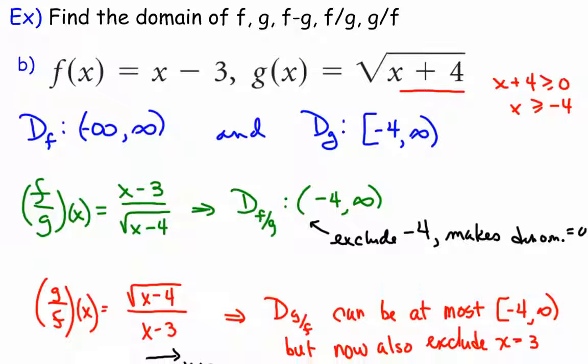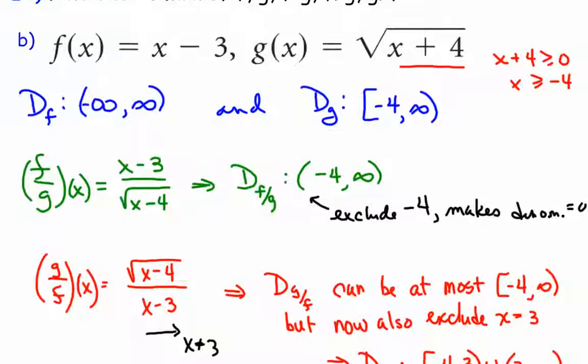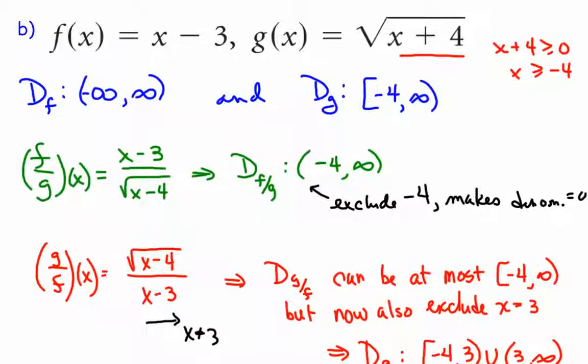What if we have f of x is just a straightforward x minus 3, but g of x is the square root of x plus 4. Okay, well, the domain for f, no big deal, negative infinity to infinity, no restrictions. On g, however, when I have a square root, I need to make sure that what's under here is greater than or equal to 0. That would mean that x would have to be greater than or equal to negative 4. So I can include the negative 4, square root of 0 is 0, no problem there. Negative 4 up to infinity.